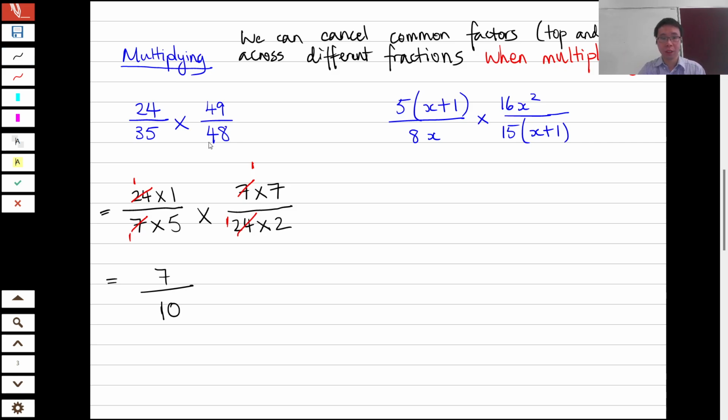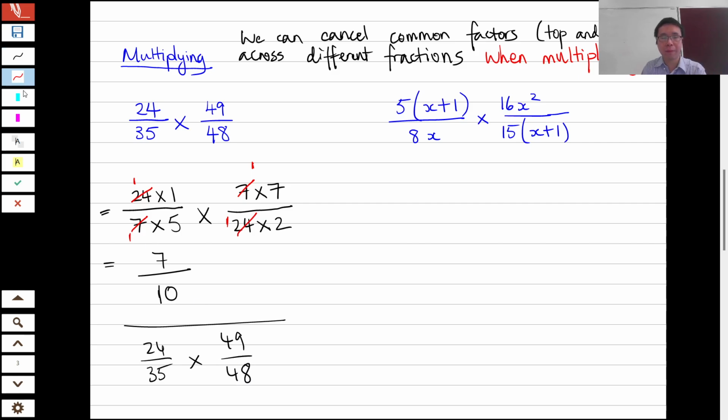All right, so this is the long way. Now for the short way. This is the way I was taught to multiply fractions like this. 24 goes into 24 once. I'll just rewrite this again. So 24 and 35, 49 and 48. All right, so 24 goes into 24 once, and 24 goes into 48 twice. I have now cancelled the factor of 24.